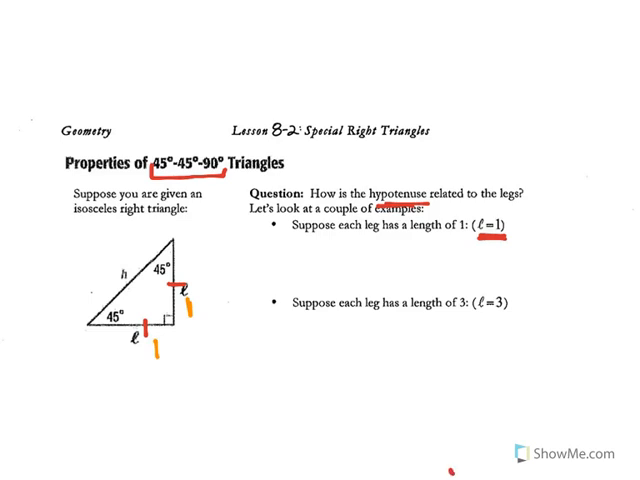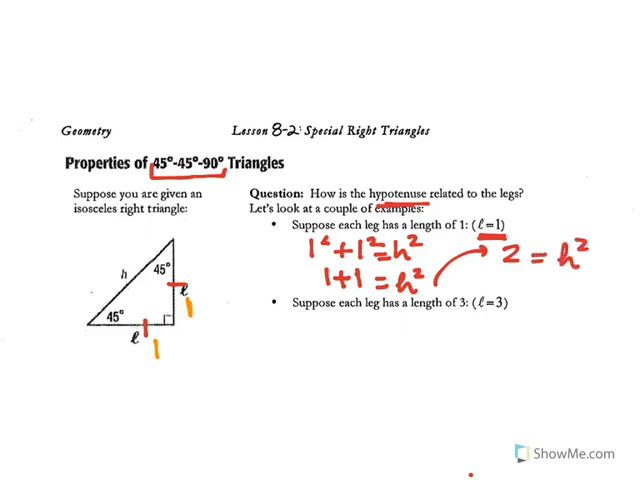We've got 1 squared plus 1 squared equals h squared. We don't know what h is yet, but we know each of the legs is 1. So 1 squared is 1. 1 squared is also 1. So I've got 1 plus 1 equals h squared. Well, 1 plus 1 is 2.